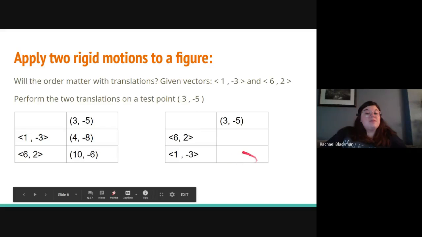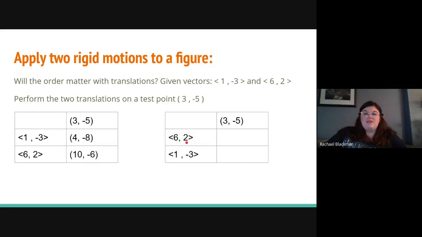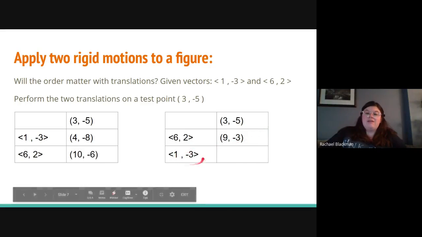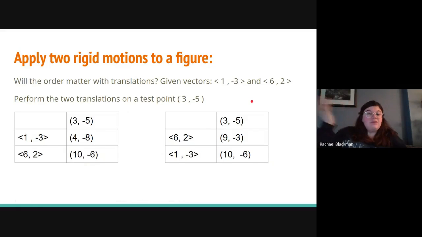Are we going to get the same thing over here? Let's take our point, 3, -5. This time we'll add 6 and add 2 first. So 6 plus 3 is 9. -5 plus 2 is -3. And then we'll do that last translation there. Check it out. We get the same thing, right? So in this case, when you're doing specifically two translations, order doesn't matter. You're just moving things around.